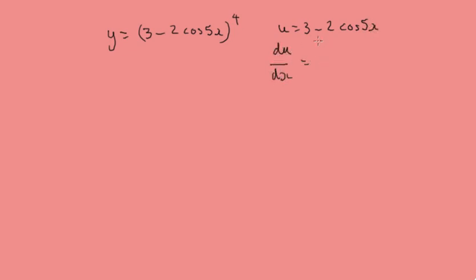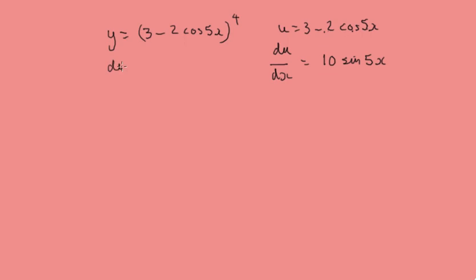Let's do one more. This time we're going to use the chain rule. So we've got y equals 3 minus 2 cosine 5x to the power 4. And so we'll have u equals 3 minus 2 cosine 5x. So du by dx is going to just be, so cosine will become minus sine, but that'll cancel with that. And we've got the 5 coming out here, so that'll be 10 sine 5x.